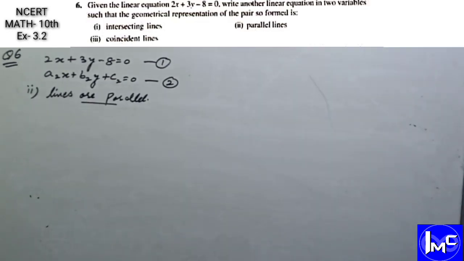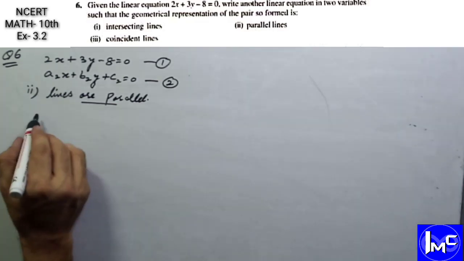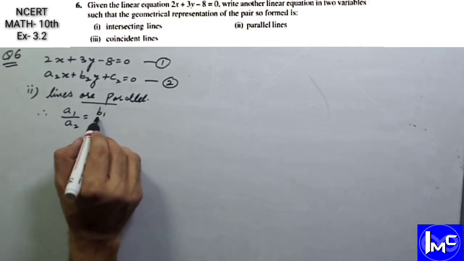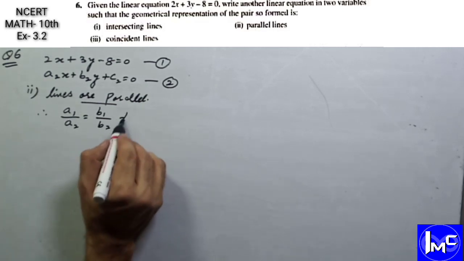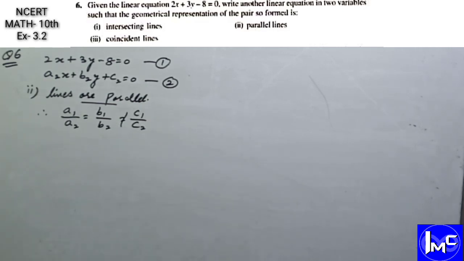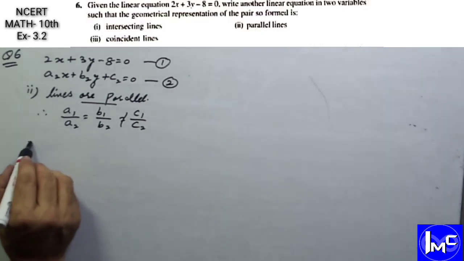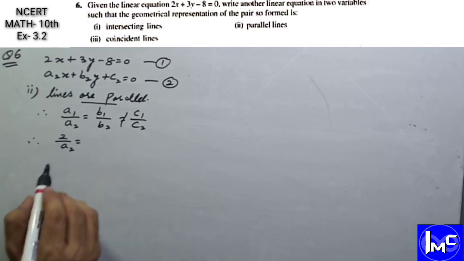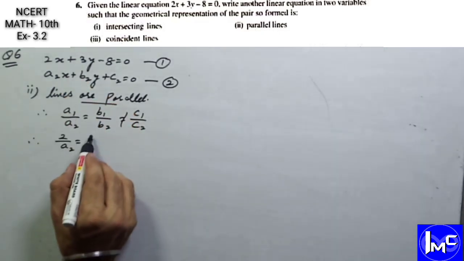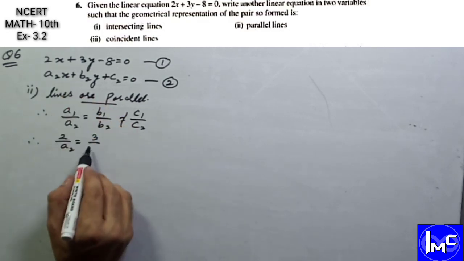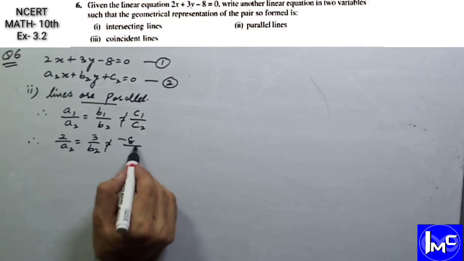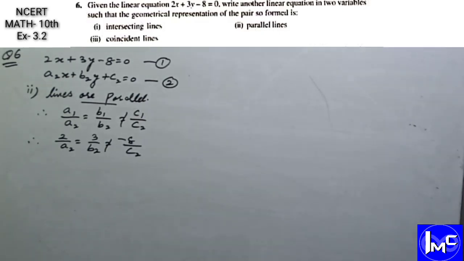Now the second part is lines are parallel, and we know that when lines are parallel, then our condition is a1 over a2 is equal to b1 over b2 is not equal to c1 over c2. Now we will substitute values again. Therefore a1 is 2 and a2 is not defined, b1 is 3 and b2 is here, not equal to c1, that is -8, and c2 is not here.